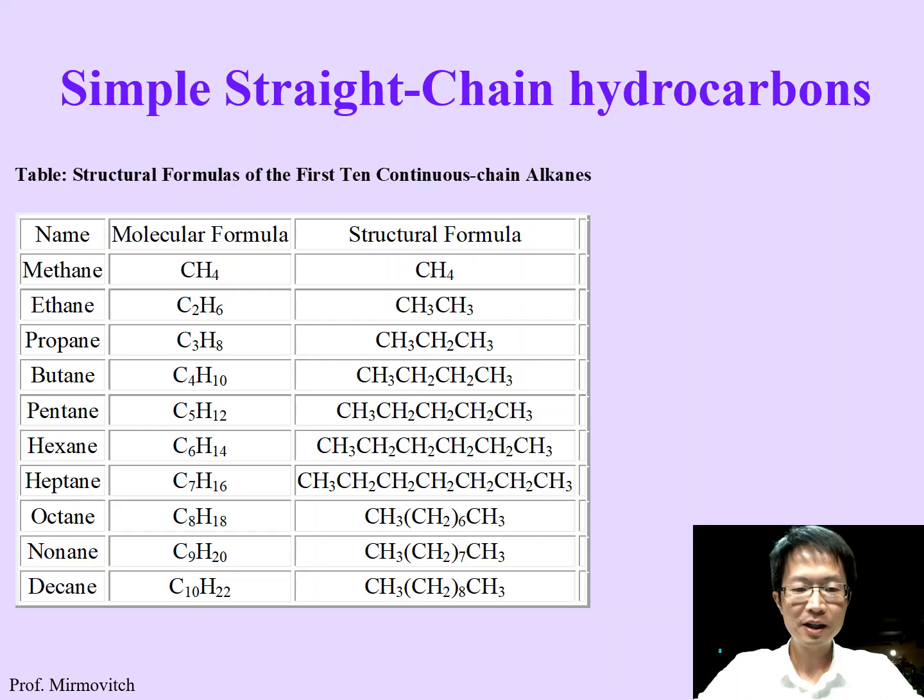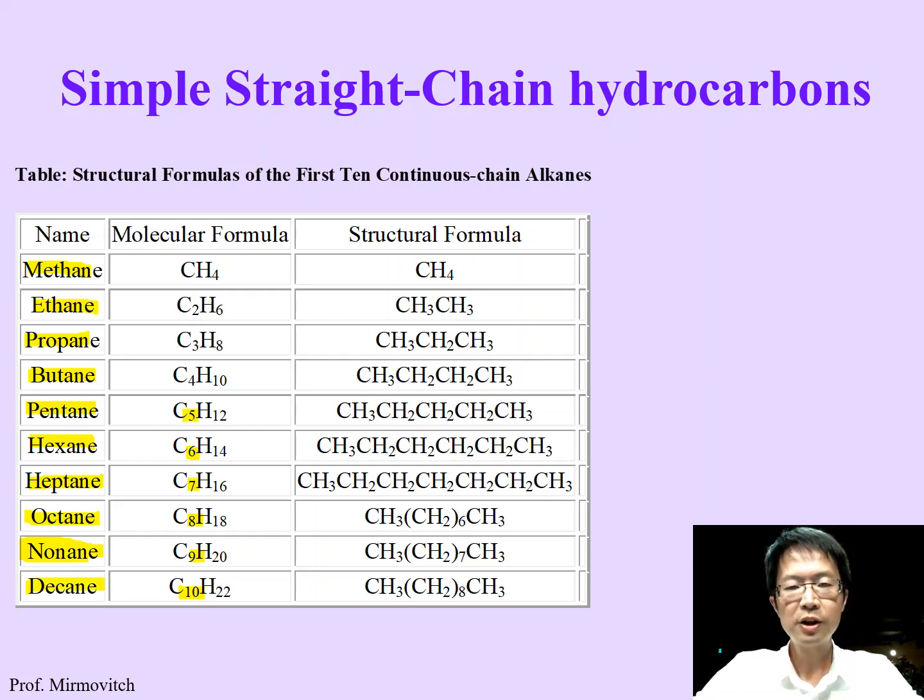So you can see that, okay, we talk about methane, ethane, propane, and butane. The name of these molecules depends on the number of carbon. If we continue, 5 carbon, then it will be pentane. 6 carbon, hexane. 7 carbon, heptane. 8 carbon, octane. 9 carbon, nonane. 10 carbon, decane.